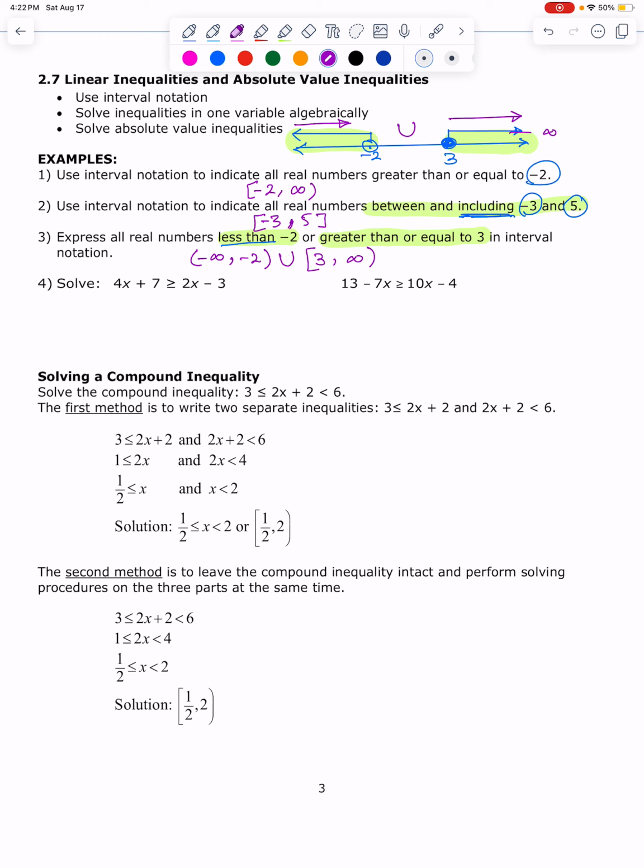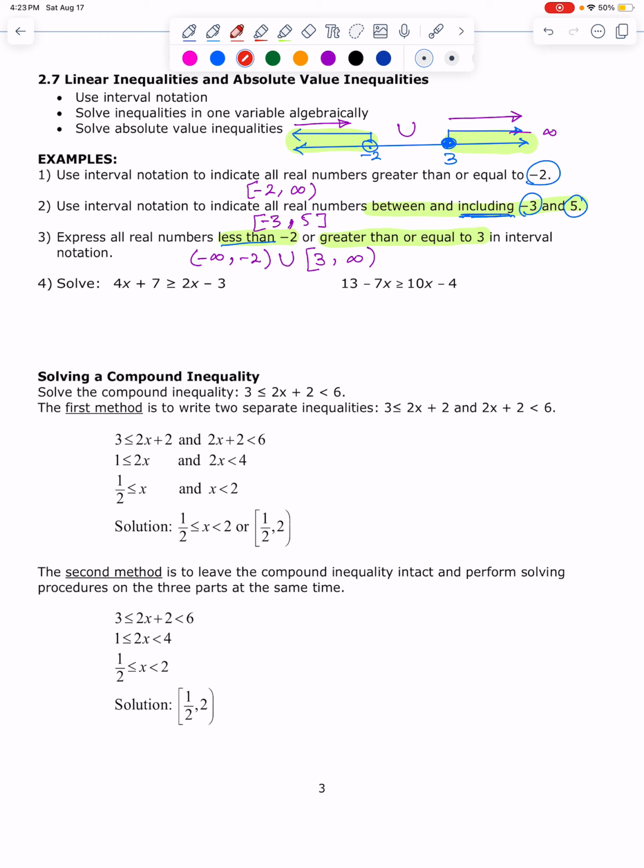Number 4, we're going to solve some linear inequalities. Solving linear inequalities is similar to solving linear equations. The only concept that you have to pay attention to is when you are multiplying or dividing with a negative number. So if the solving process involves multiplication or division, you have to pause and ask yourself, am I multiplying or dividing with a negative number? If the answer is yes, then you have to flip the inequality sign.